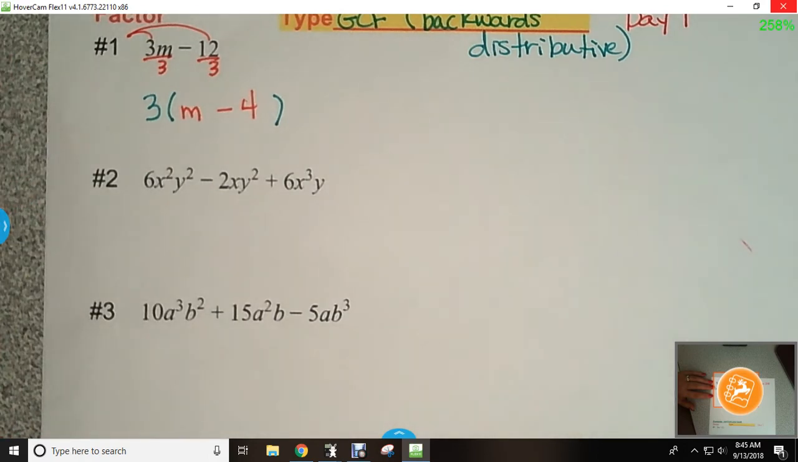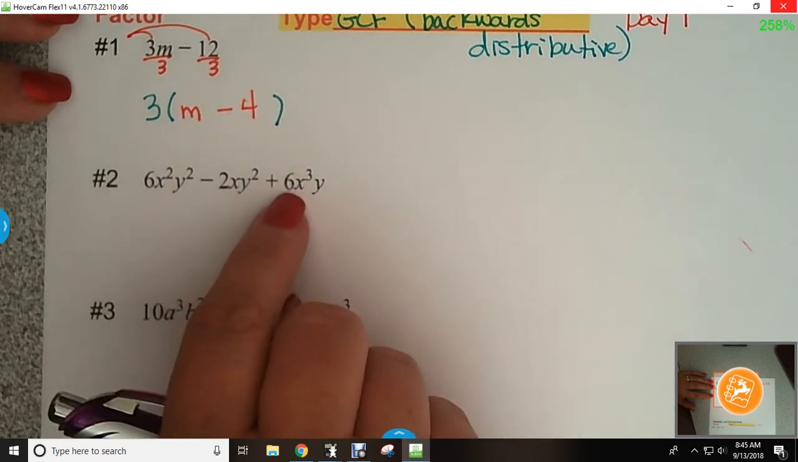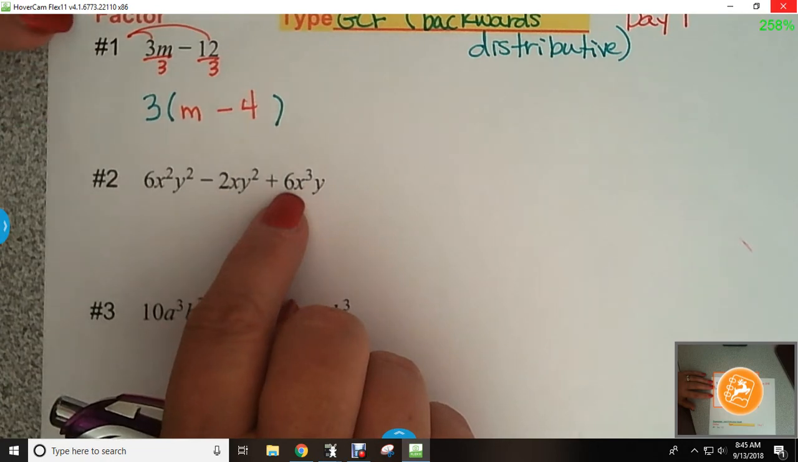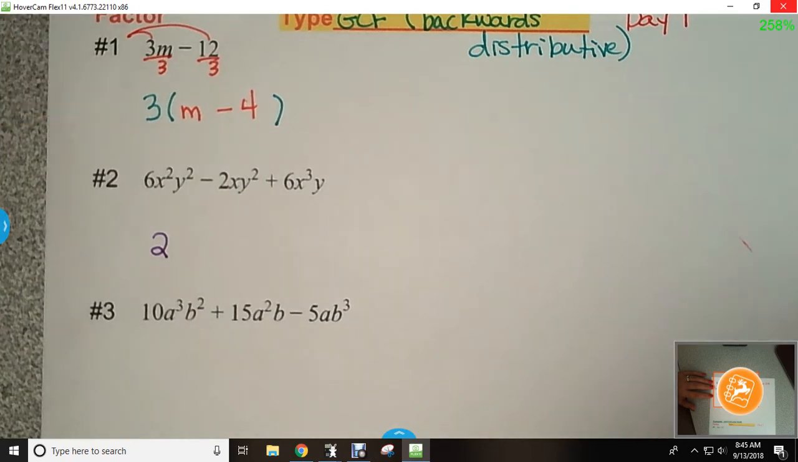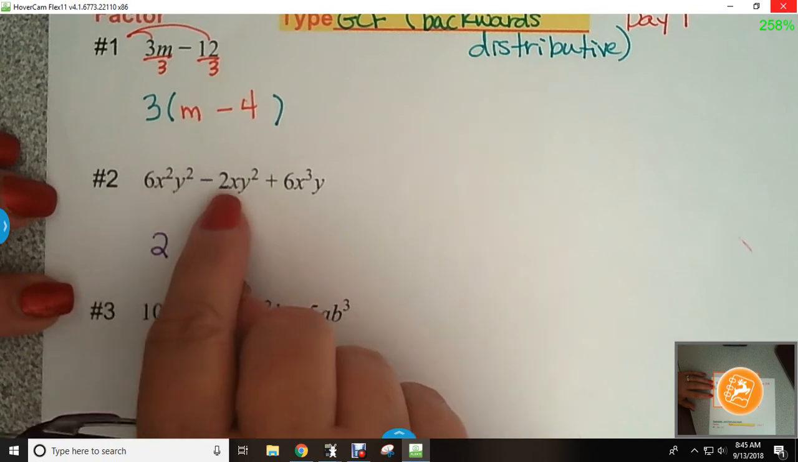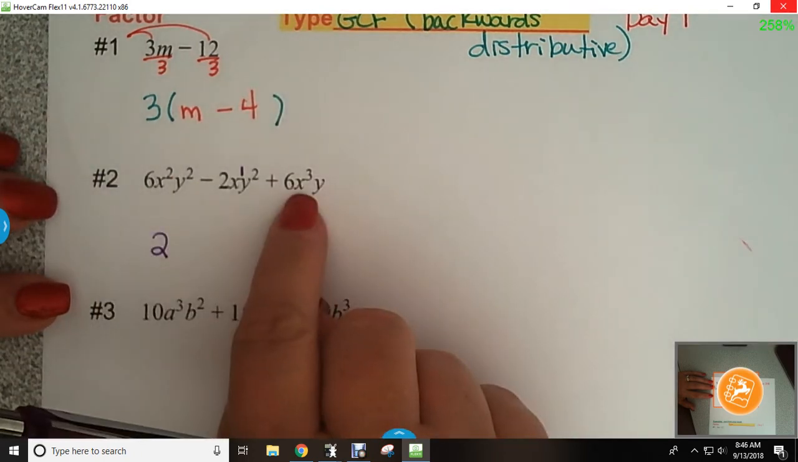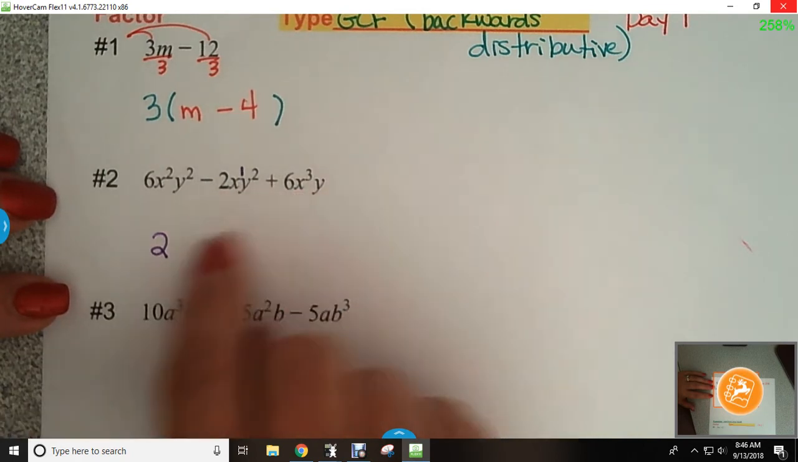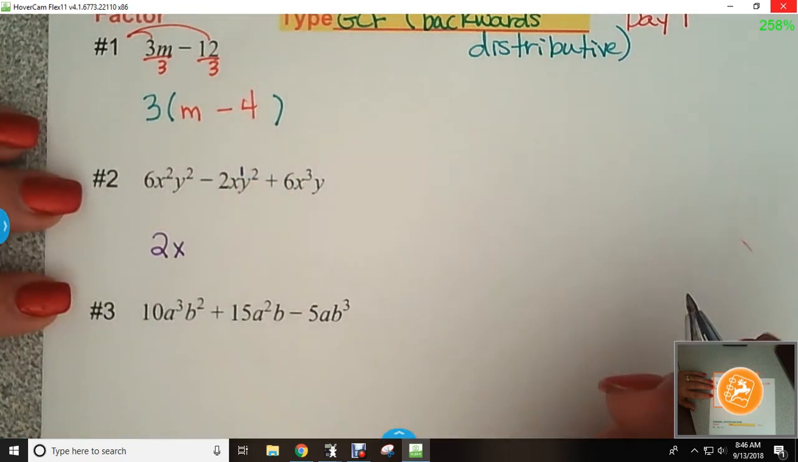So let's start with the numbers. If I look at my coefficients, 6, -2, and 6, all of those can be divided by 2. So I'm going to put a 2 out here. Then let's look at the x's. I've got an x to the second. This is an x to the first. And here, this is x to the third. I want to put my smallest exponent x out front. So that would be an x to the first.